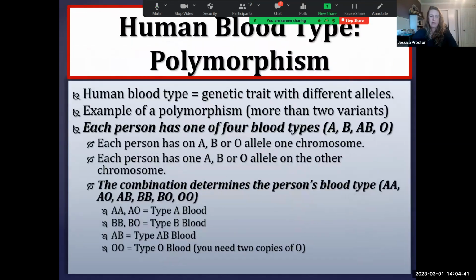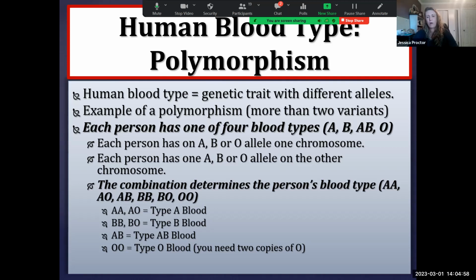All right, so ABO blood typing. We've done some Punnett squares with this, and now we're going to talk a little bit more about how it works as far as who can donate to whom. So human blood type is a genetic trait with different alleles. It's an example of a polymorphism, and it's also an example of codominance.